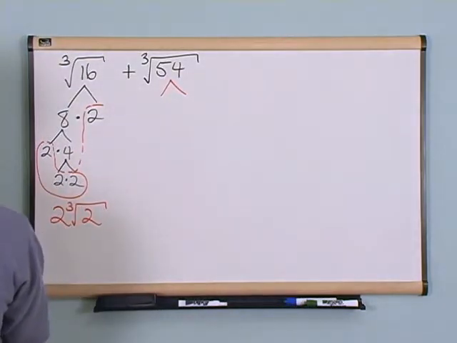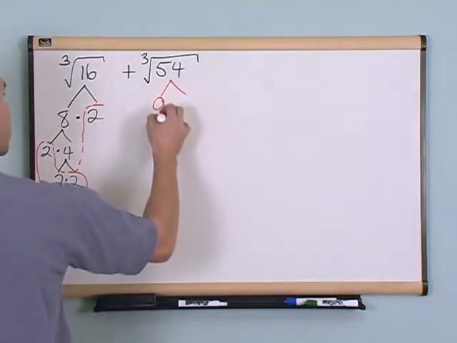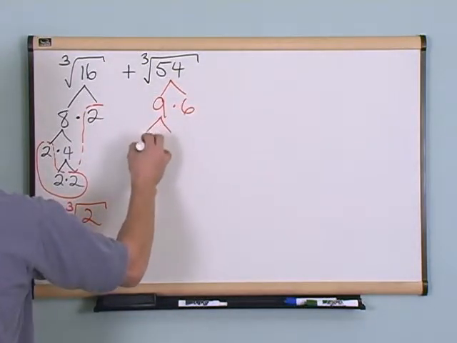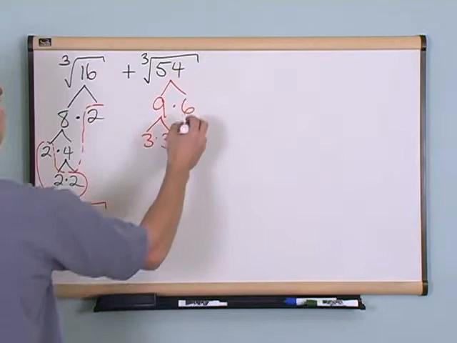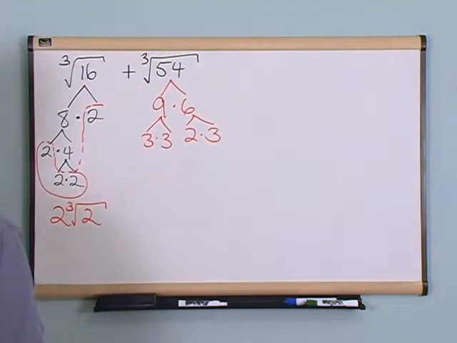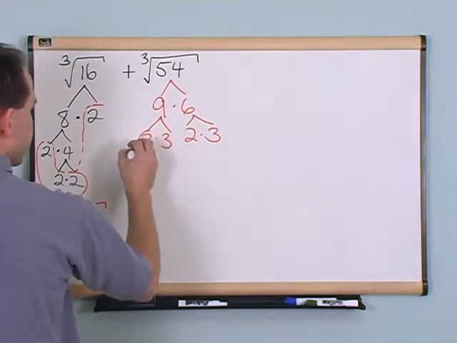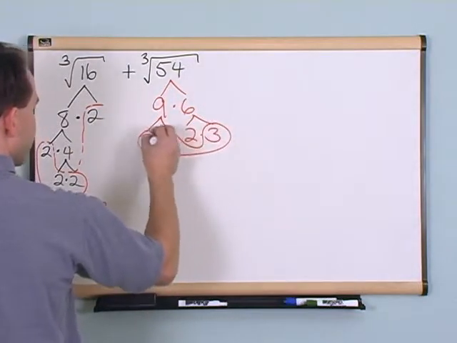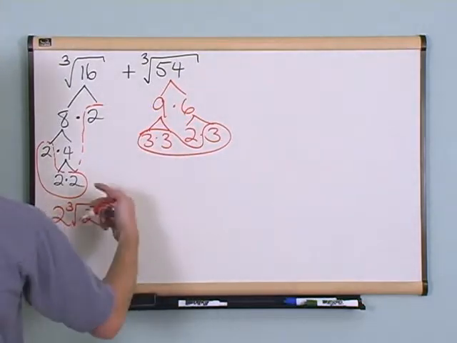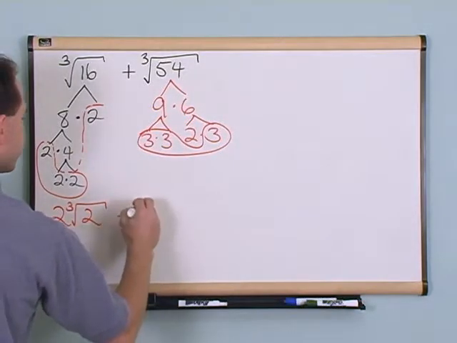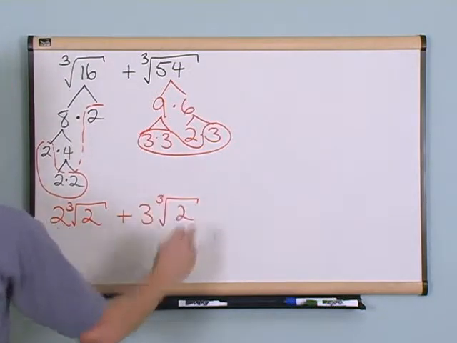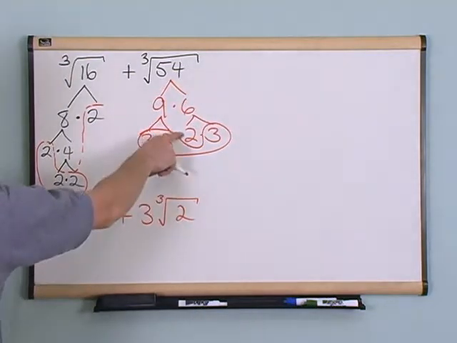For 54, 9 times 6 is 54. For 9, 3 times 3 is 9. And for 6, 2 times 3 is 6. And of course, you have a pair here. It's not really a pair, it's a grouping of 3. So I take the 3, I pull it out like this, and inside I'm left with the cube root of 2 because 2 is left over.